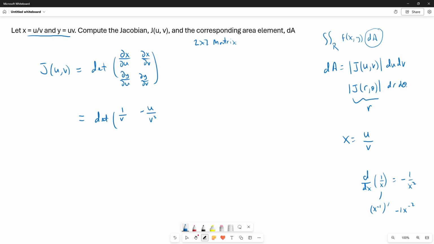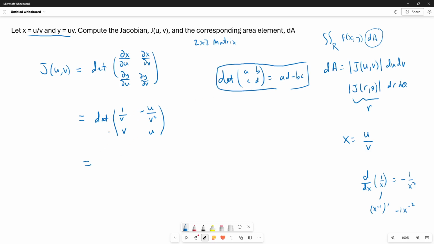And then in the denominator, we need dy du, the partial of y with respect to u, which is just v, and the partial of y with respect to v is u. So we need the determinant of this 2 by 2 matrix. So the determinant of the matrix A, B, C, D is AD minus BC. So there's a formula for determinant, and we'll apply that here, and our determinant is 1 over v times u, which is u over v, minus u over v squared times v.